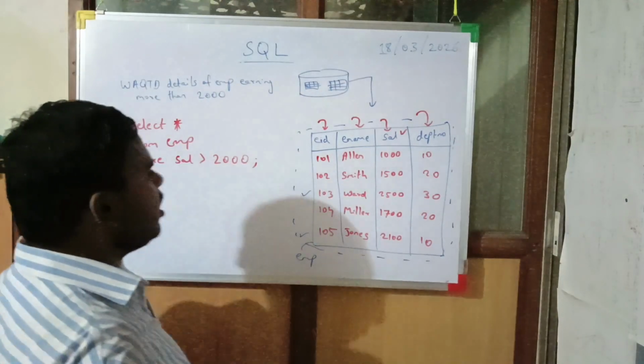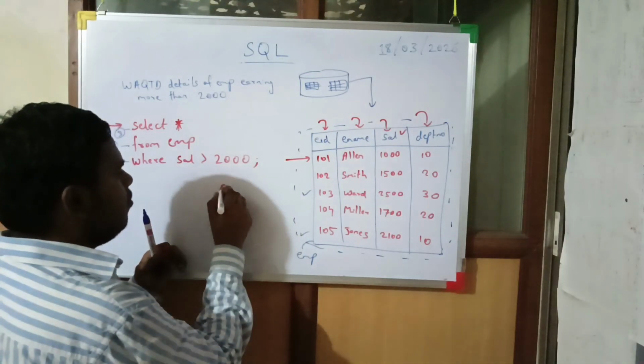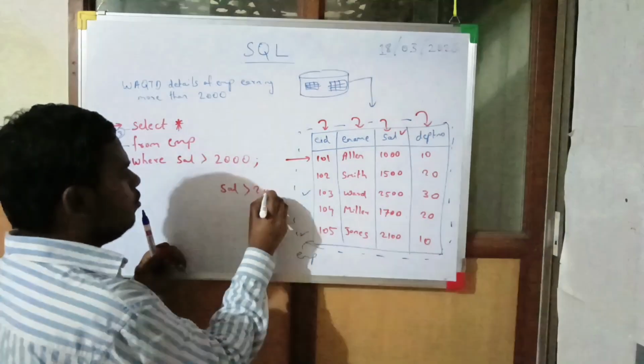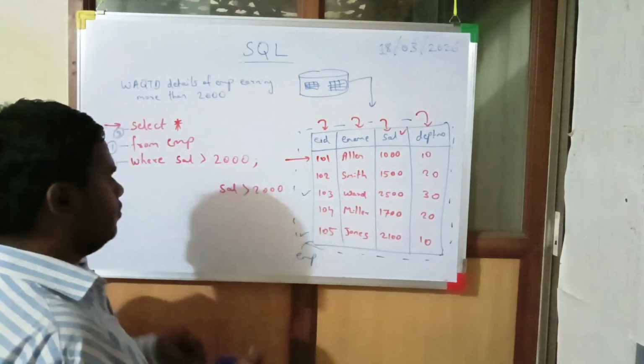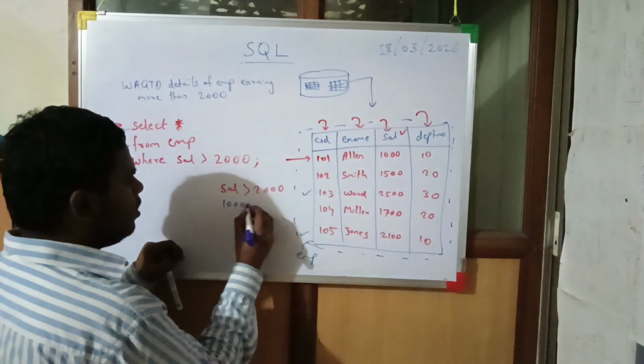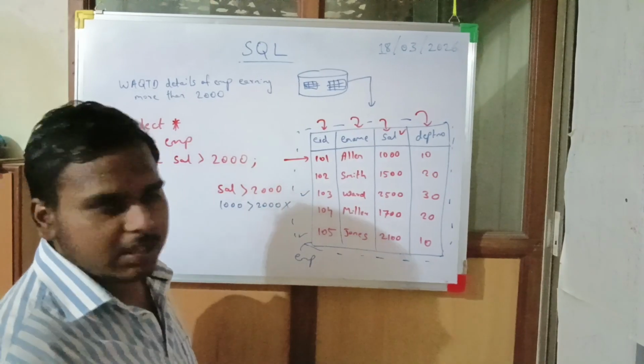After that, the where clause will check the condition row by row: is the salary greater than 2000 or not? The first salary is 1000. Is 1000 greater than 2000? No. So the first row got rejected.